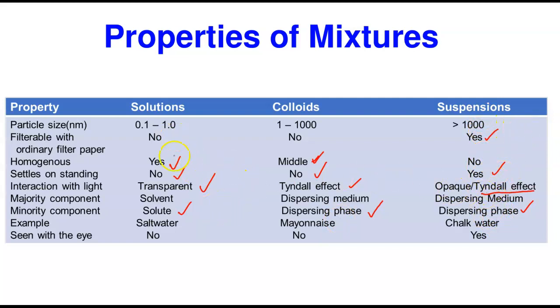And the last thing, seen with the eye: you cannot see anything here. You cannot see anything here. But in this one, clearly you can see. So if you see chalk water, like I showed you earlier when we talked about miscible and insoluble, you find the chalk just settles down and it's clear, you can see it there, and you can even decant it easily and let it settle. So this is the summary of all the properties of those mixtures that we need to know.